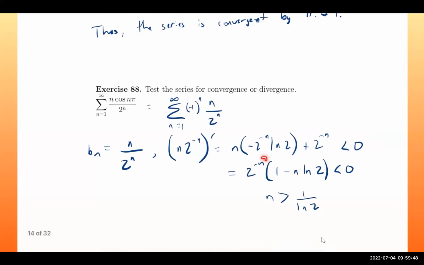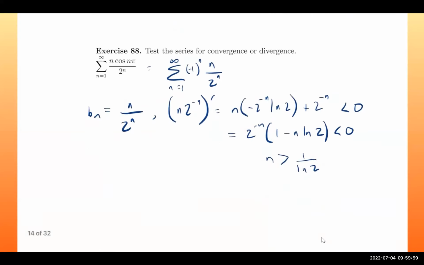Because 2 to the negative n will always be positive, we only need to consider this part. So you set that less than 0, and if you solve for n, you get this. So it's going to be decreasing whenever n is greater than this number. And so therefore we can just say b sub n is decreasing.